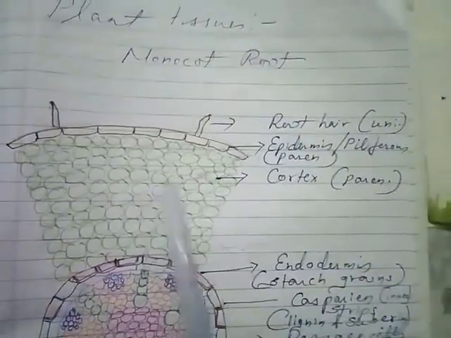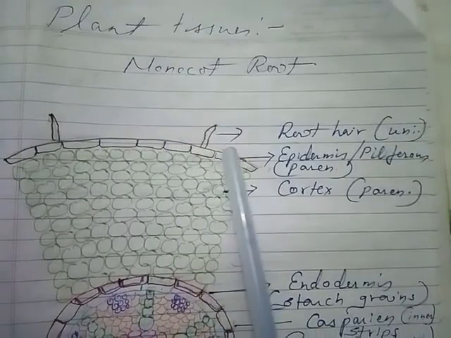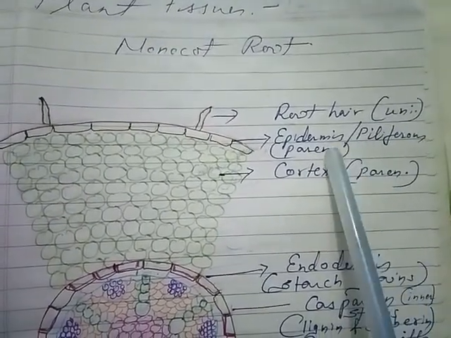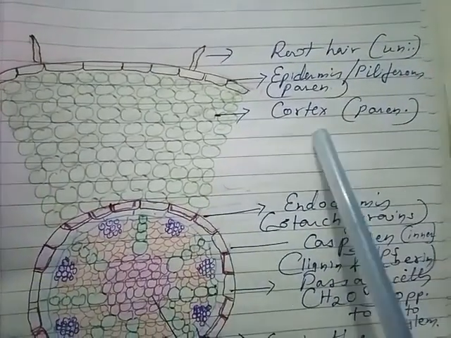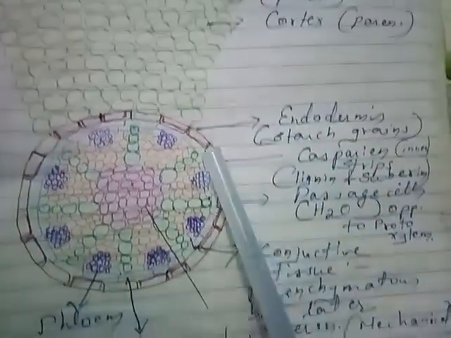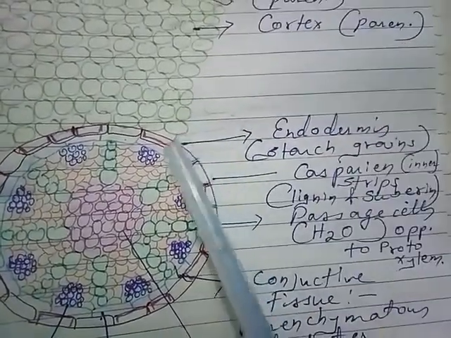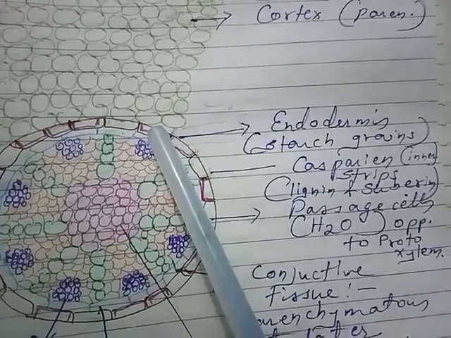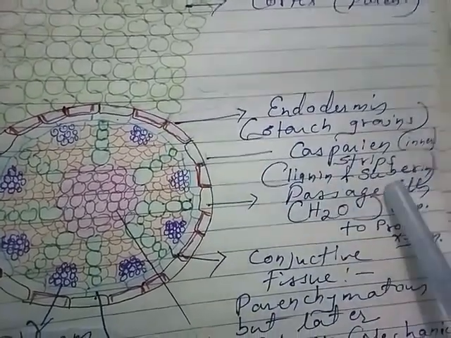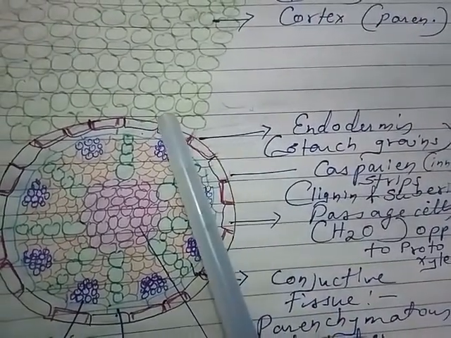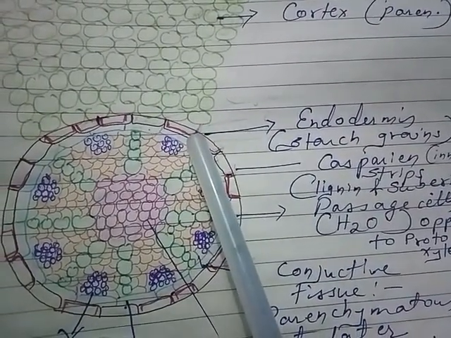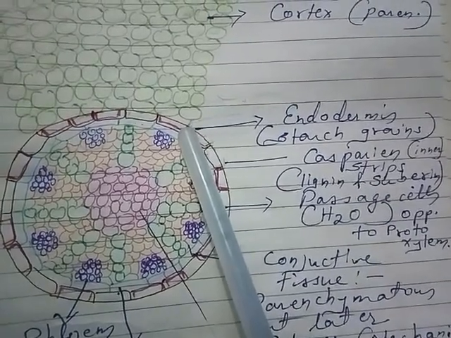Now in case of monocot root, it is also having a single layer of epidermis made up of parenchyma cells. Root hair are present which are unicellular. Many layers of cortex which is made up of parenchyma cells. Then comes endodermis. Now here in endodermis, the radial as well as the inner wall is having deposition of suberin, which is forming Casparian strip. So here radial as well as inner wall is having deposition of suberin, which forms Casparian strip.